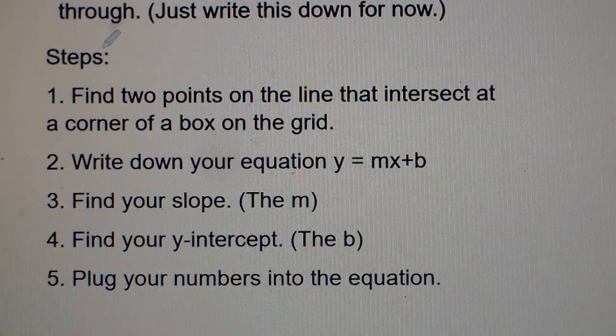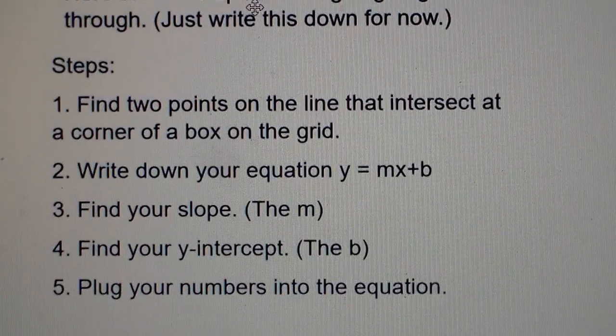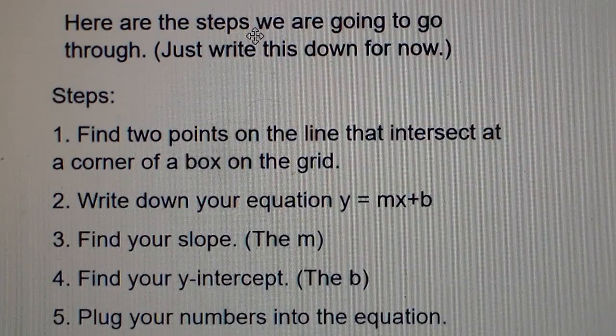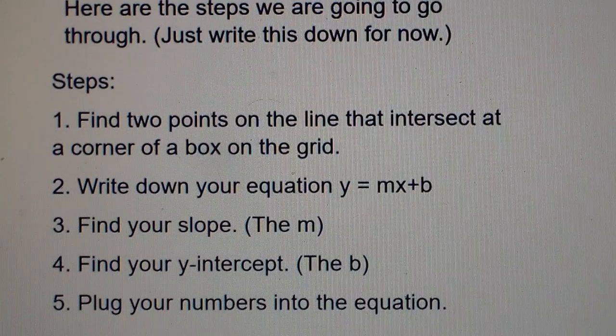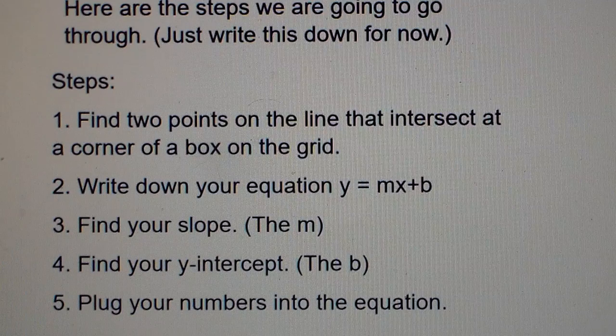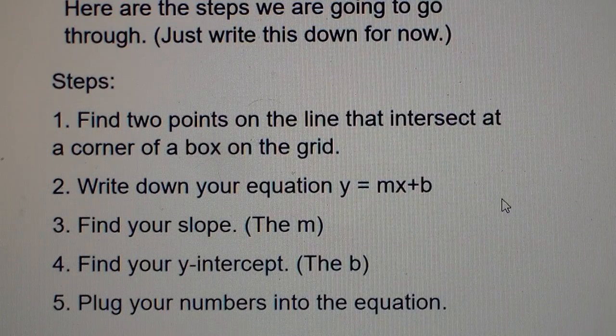So here are some steps. I'm working with the calculator. You could just write these down for now. Step 1, find 2 points on the line that intersect at a corner of a box on the grid. Write down your equation y equals mx plus b. First find your slope, the m, the rise over the run. Then you find your y-intercept, the b, and then you're going to plug these numbers into the equation.